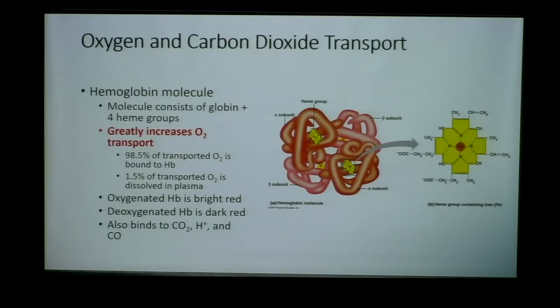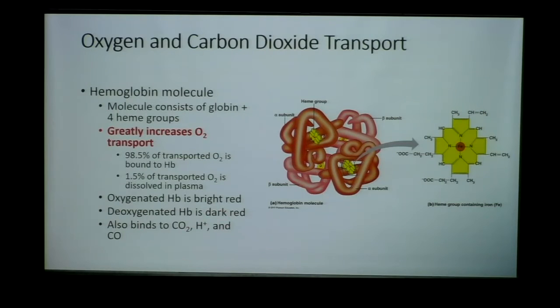directly dissolved. And then we can also carry a little bit of carbon dioxide. Carbon dioxide has an entirely different mechanism that I'll talk about on the next slide, but hemoglobin can transport, bound to some of its subunits, a little bit of carbon dioxide here as well. Okay. Now, hemoglobin can also bind protons as well as carbon monoxide.